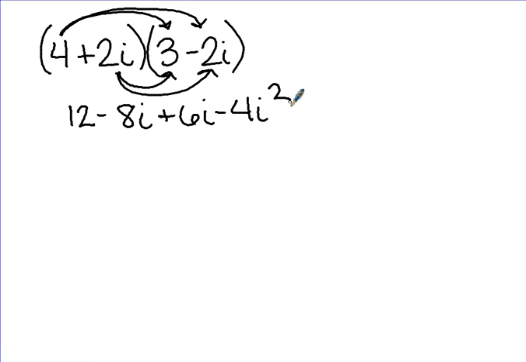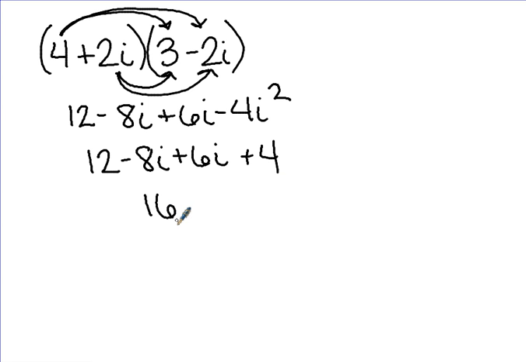All right, before we combine like terms, we can simplify that i squared. Remember that i squared is the same thing as -1. So I have -4 times -1, which would give me a plus 4. Now I can combine like terms, keeping in mind that in standard form the real number comes first. All right, so we have 12 plus 4, which is 16, and -8i plus 6i is -2i. All right, so we're just simplifying complex numbers in various problems.